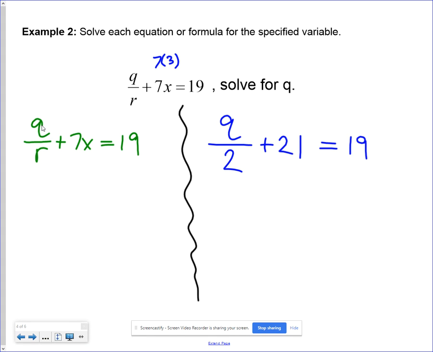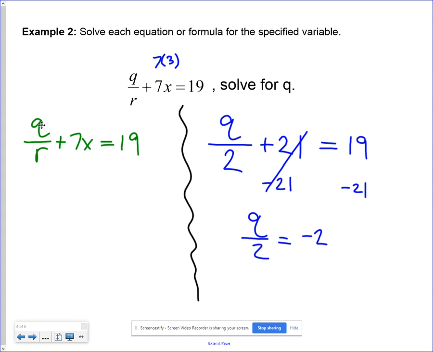Okay, use the equation on the right side, the blue equation, to help you get started on the green equation. So what will we do first on the blue equation? Subtract 21. Okay. And then we get Q over 2 is equal to 19 minus 21, negative 2.